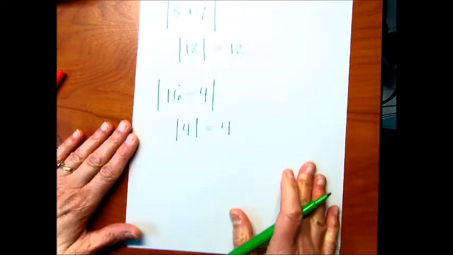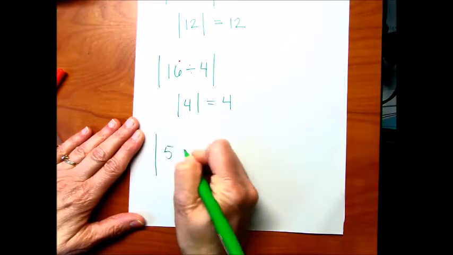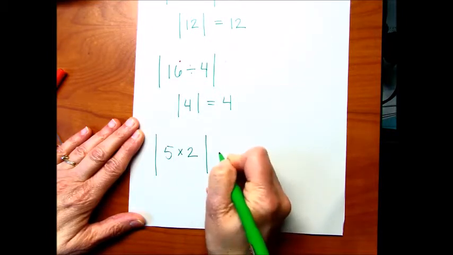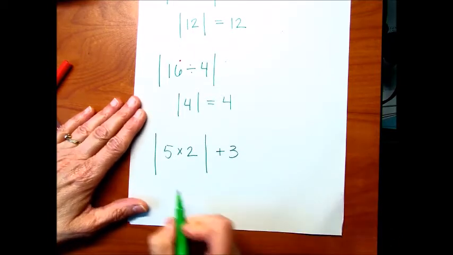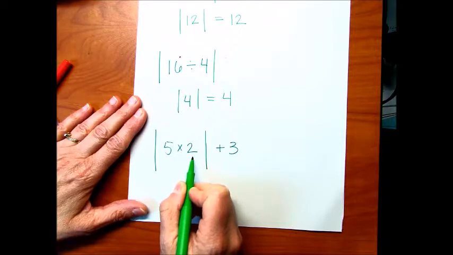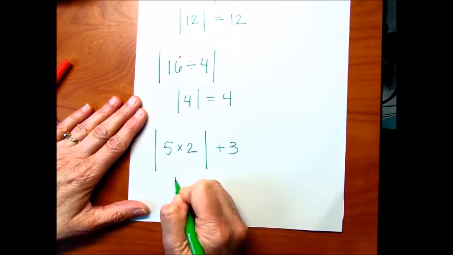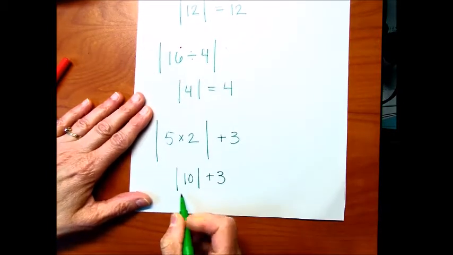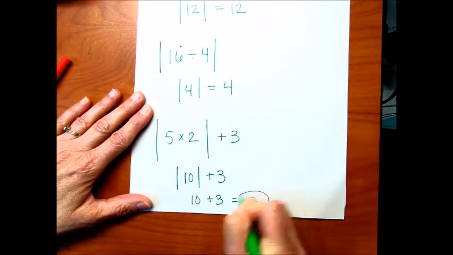Let's do one more. Let's say we have the absolute value of 5 times 2, and then we're going to add to that 3. Again, we want to figure out this part first, find the absolute value, and then add 3. 5 times 2 is 10, so absolute value of 10 plus 3. Absolute value of 10 is 10, plus 3 is 13.